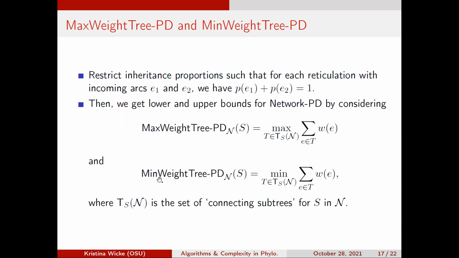For those two measures, we consider our phylogenetic network N, we take some subset of the leaves S, and now we look at all the induced trees in the network. We call them connecting subtrees, that connect the leaves in S and the root. For max weight tree PD, we try to find one such tree of maximum weight, so the value of the max weight tree PD is the value of a maximum weight connecting subtree. And for min weight tree PD, we try to find one of minimum weight.